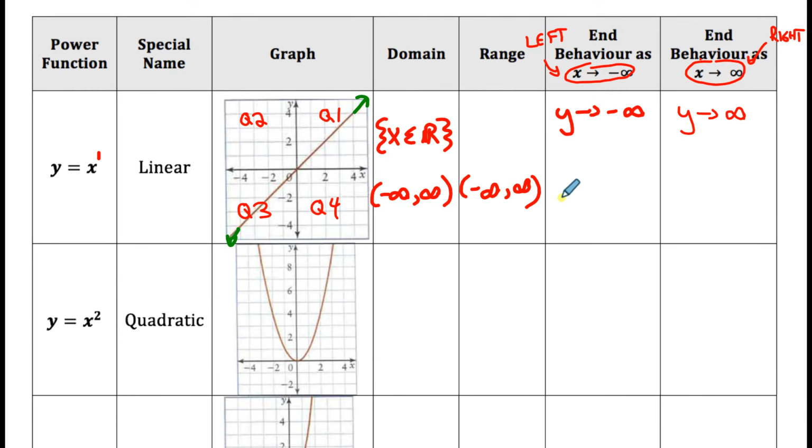We could say it starts in quadrant 3, finishes in quadrant 1, or we can write that in a short form way by saying Q3 to Q1. That's the end behavior of this function. It goes from Q3 to Q1. All right, let's try another row.